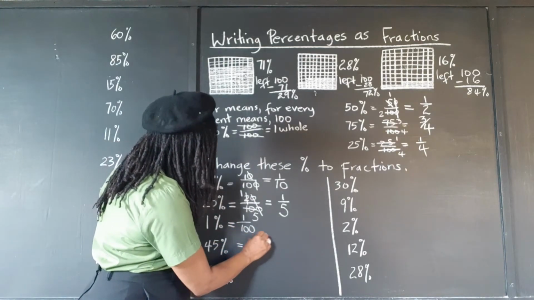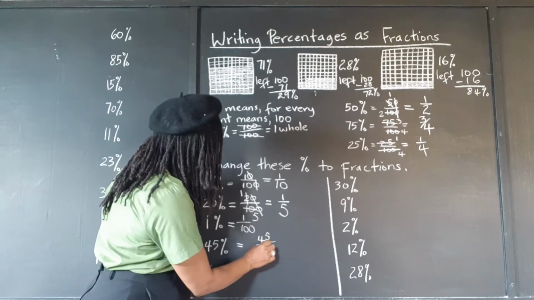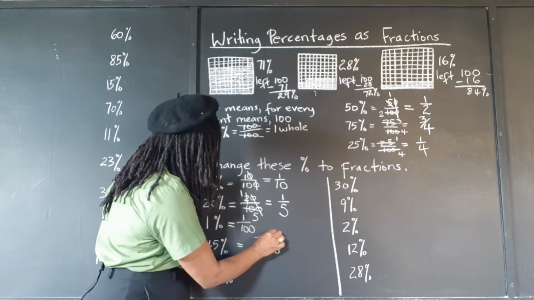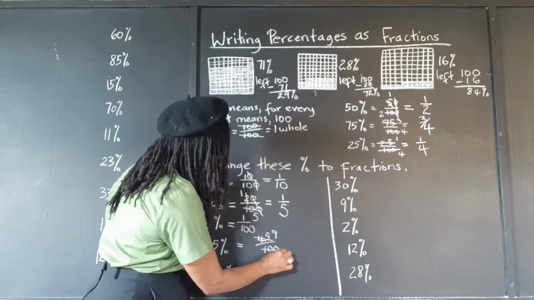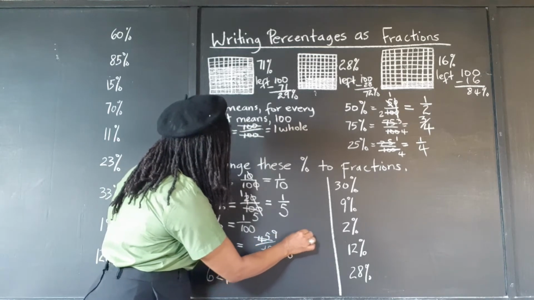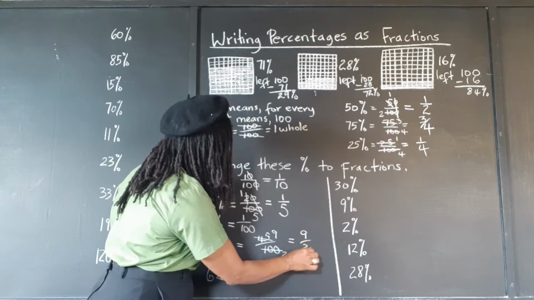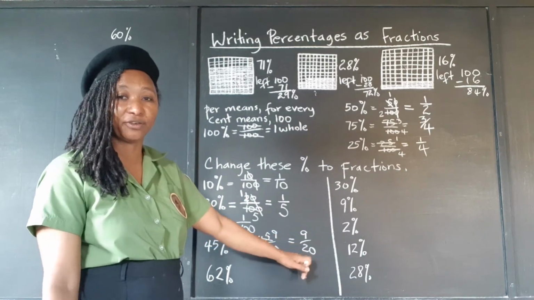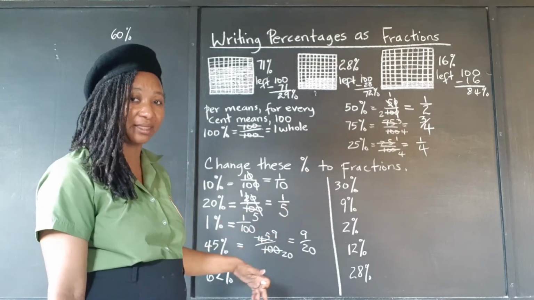45%, so that's 45 out of 100. Let's use 5 to reduce it. 5 goes into 45 9 times. 5 goes into 100 20 times. And this is in its simplest form now. So 45% is 9 out of 20. 9/20.